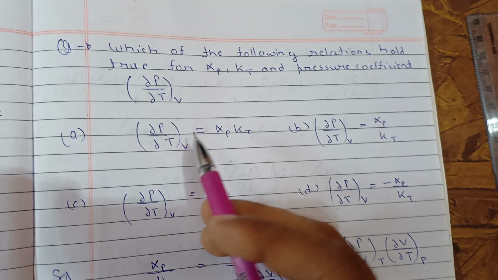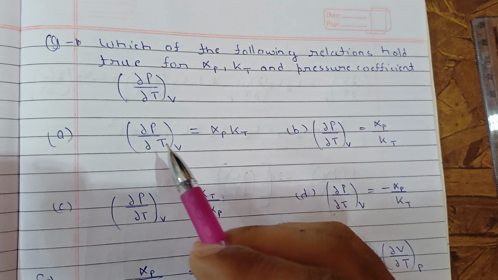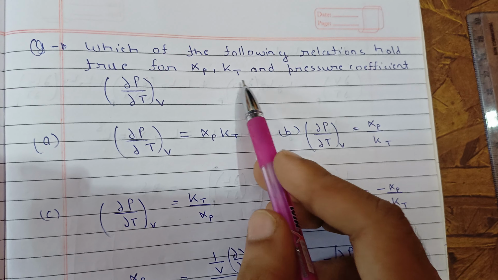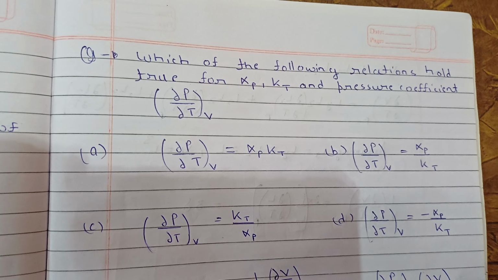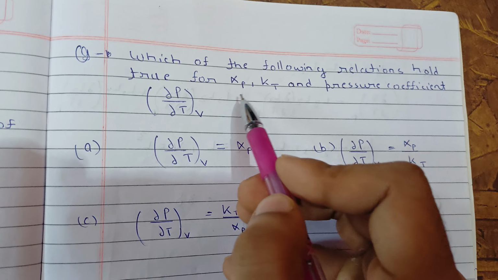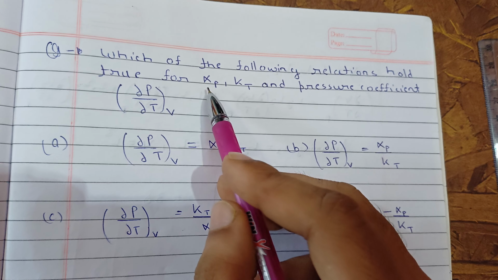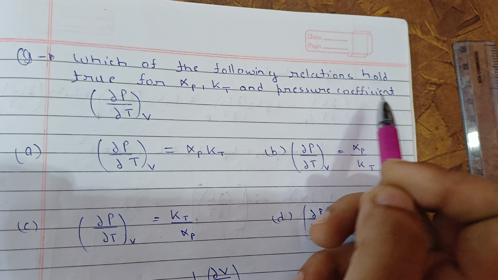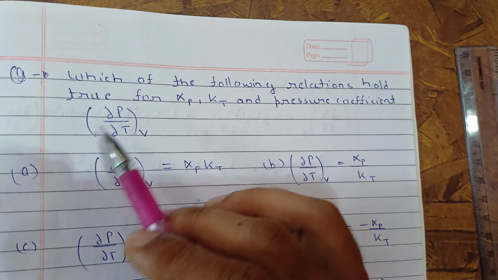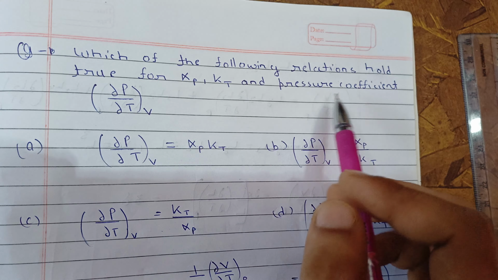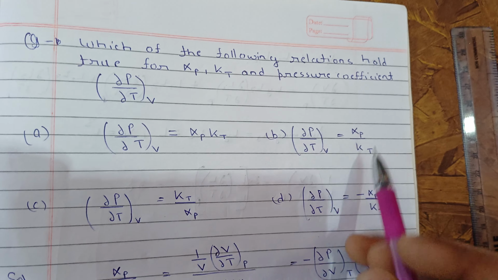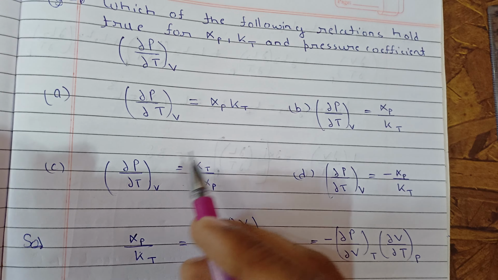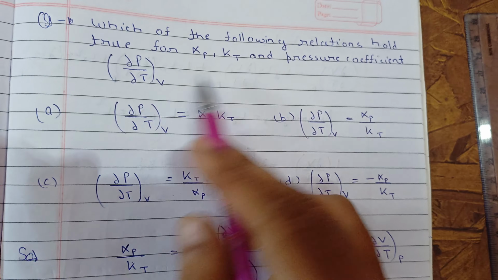So there was a question made on this. Which of the following relations hold true for alpha p, Kt and the pressure coefficient? So this is your expansivity, the isobaric expansivity, this is your isothermal compressibility, and this is the pressure coefficient. So which relation holds true for this? So these four relations are given. So these are the relations between these three.